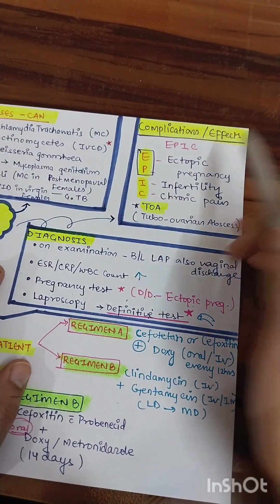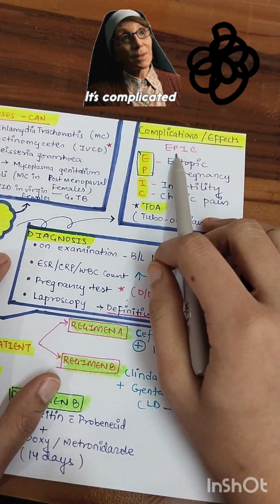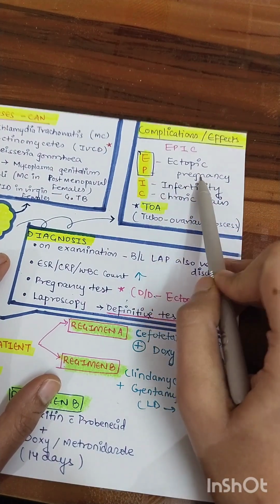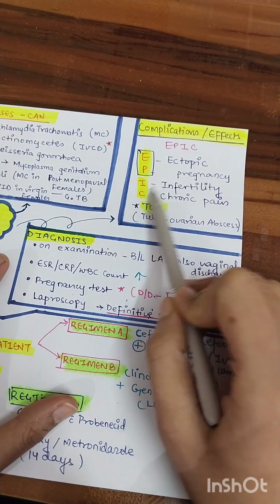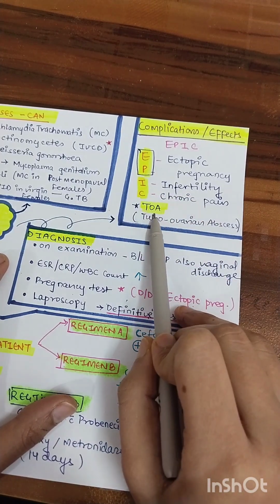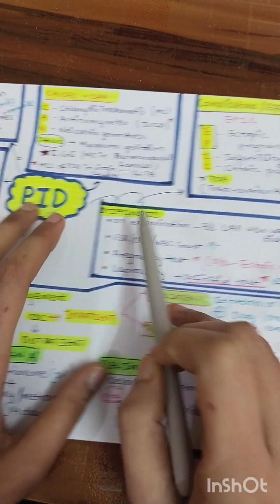Then in complications or effects, you can remember by the mnemonic EPIC, where EP stands for ectopic pregnancy, I for infertility, C is chronic pelvic pain, and the other one is tubo-ovarian abscess.